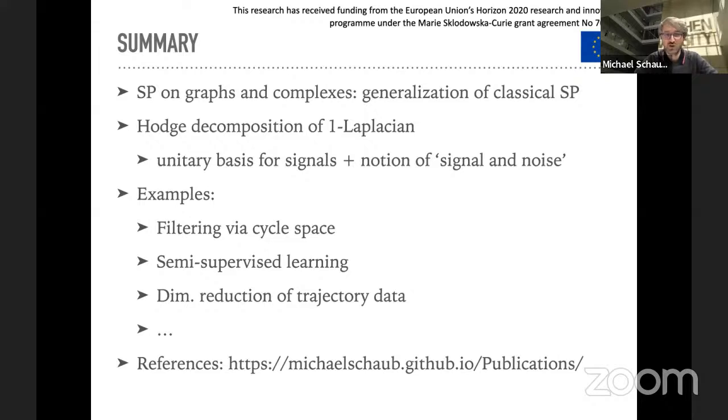I've shown you a few examples. And if you want to know more, you can check out references at my homepage. I want to also add, we are, of course, not the only people in that space. So if you're interested in this kind of work, Sergio Barbarossa, for instance, in Italy, and Stefano Sardellitti, they have done a lot of interesting work here as well.